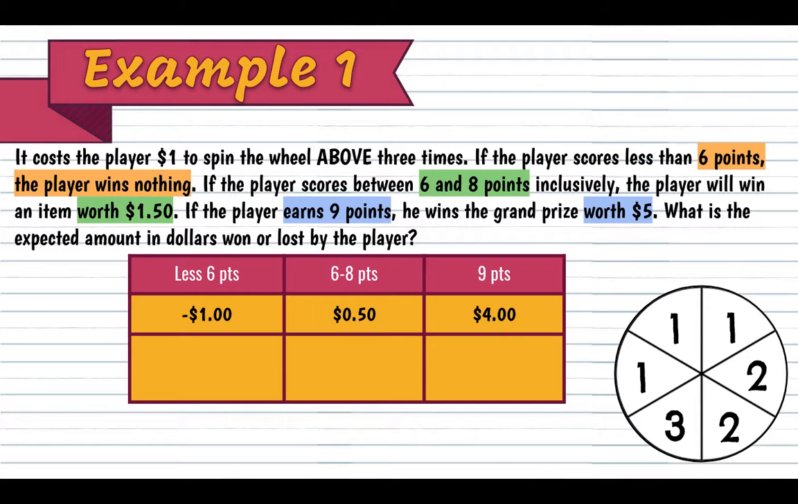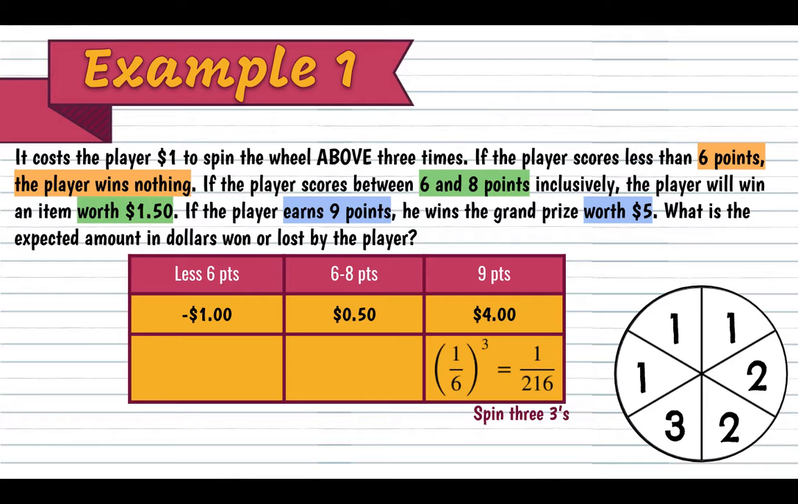Here's the nice thing. The only way that you can earn 9 points is if you get 3 threes in a row, which means, and notice those threes are a 1 out of 6 chance, so you have to get a 1 out of 6 chance 3 times in a row. So 1 out of 6 cubed, which gives you 1 out of 216. The other two options are a little harder because for 6 to 8 points, you have a lot of outcomes you have to consider. Here's the good news about less than 6 points.